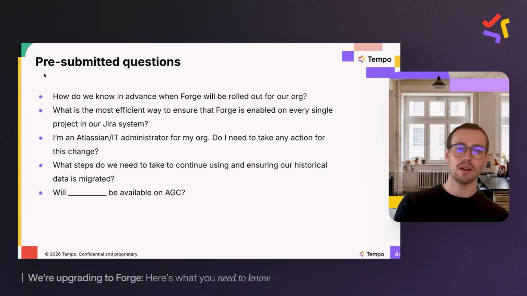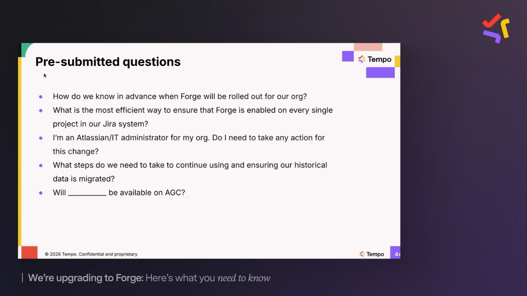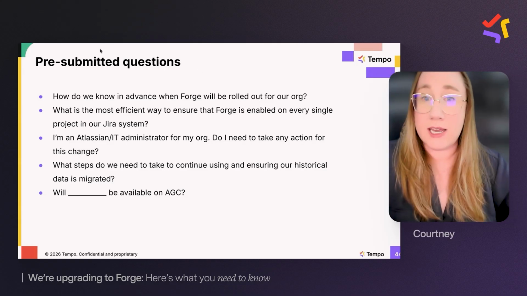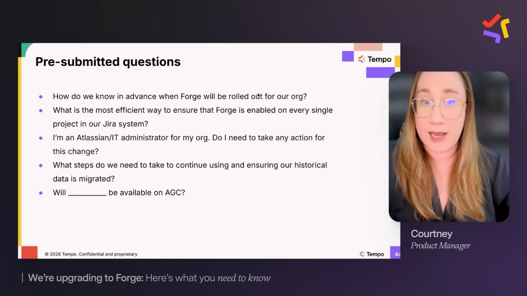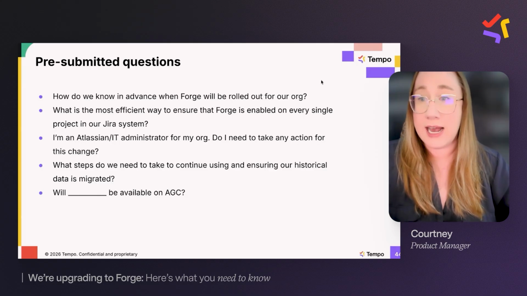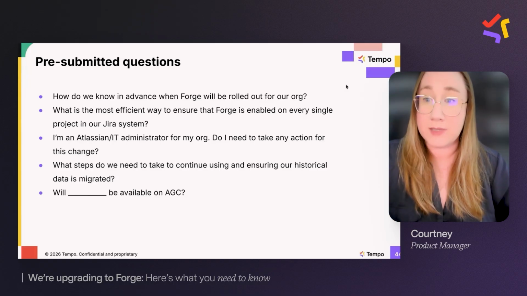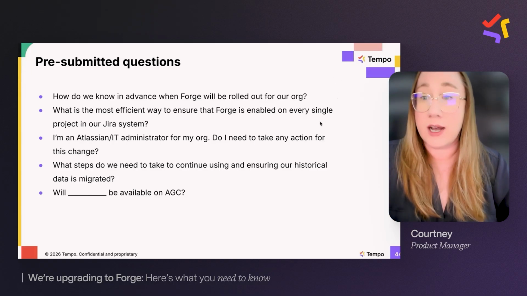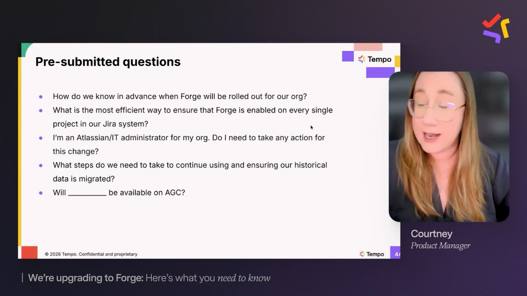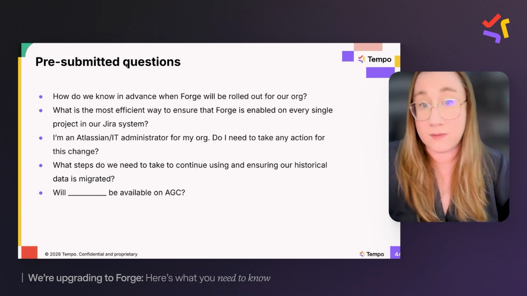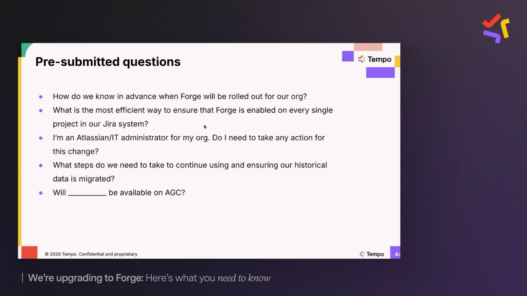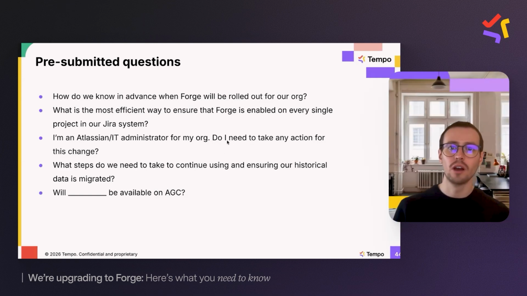Courtney again. So will our Tempo apps be available on Atlassian Government Cloud or AGC? Yep. And the answer to this is yes, we are looking at AGC for all of our apps. The timeline for those is going to differ on an app by app basis. So again, if you are looking at AGC for any one of your apps in particular, we do encourage you to reach out to us. But broadly, we can say that yes, we are looking at moving to AGC with all of our apps. Perfect. Thank you very much.